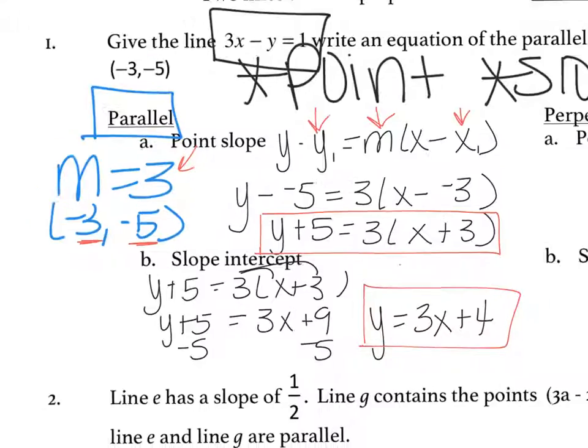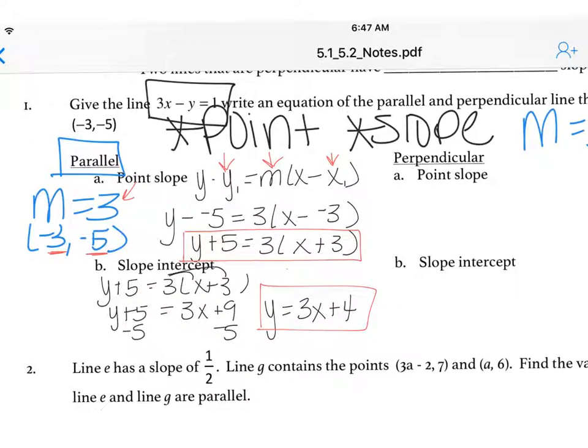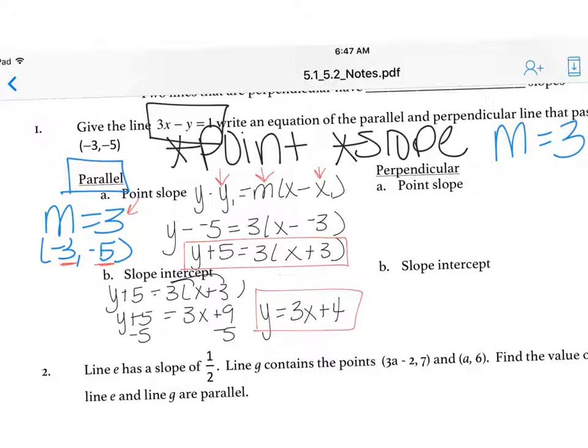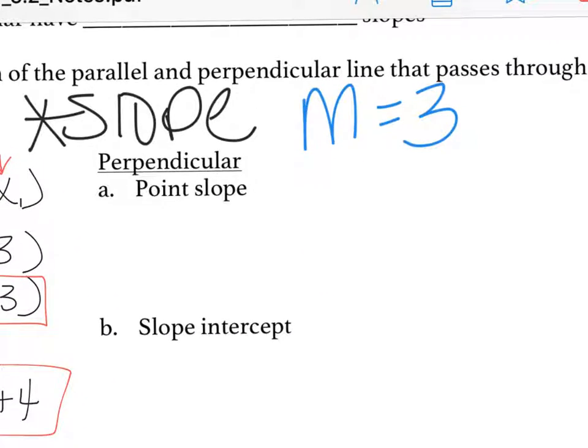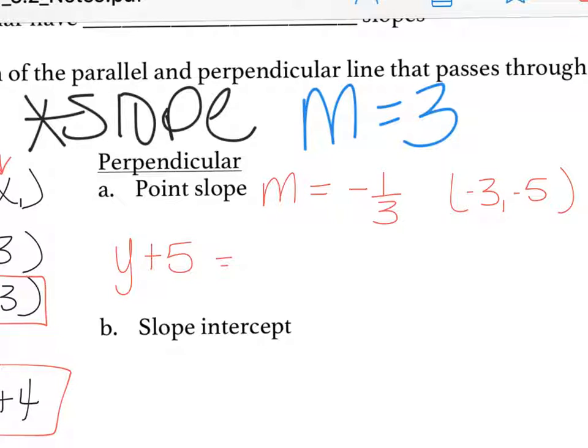So what I'd like you to do is go to this next one and see if you can try the perpendicular. Remember, perpendiculars are opposite reciprocals. So go ahead and press pause and give it a shot yourself, and then press play. Okay, since your slope was 3, your perpendicular slope is going to be -1/3. Your point is still the same. So your point slope form is going to be y plus 5 equals -1/3 times x plus 3.